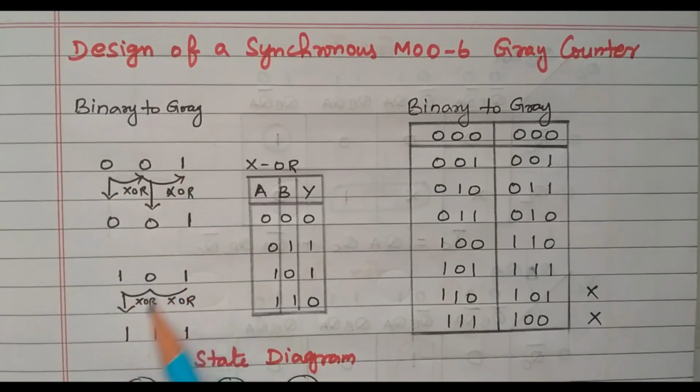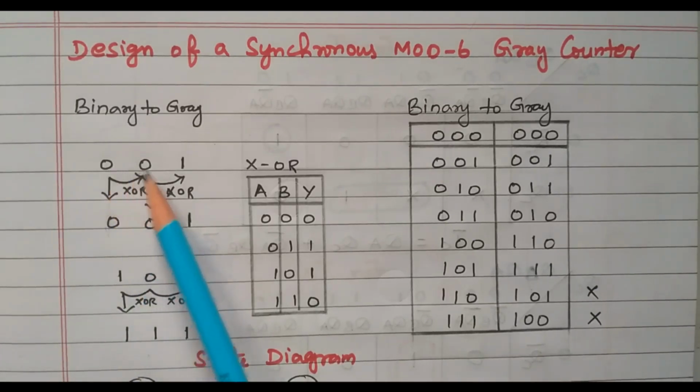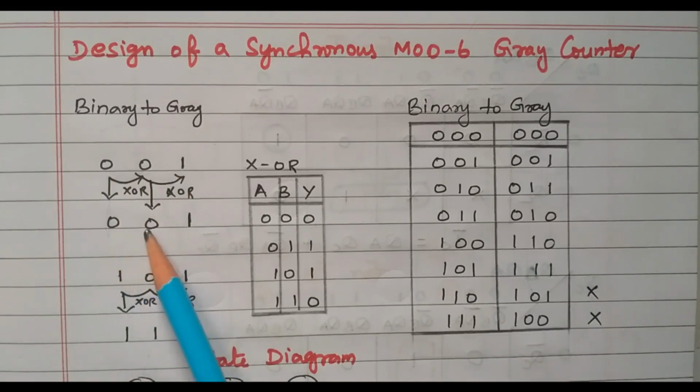We will go for one more combination, 101. So 1 is written as it is. This 1 and 0, XOR, both are different, so it will give 1. Similarly 0 and 1 are different, so it will give 1. For the 001 binary number the gray code is 001. 101 means 111. Right, we are able to understand.